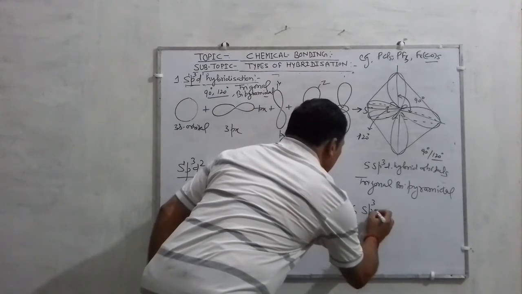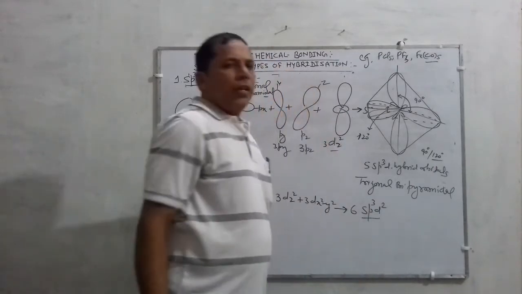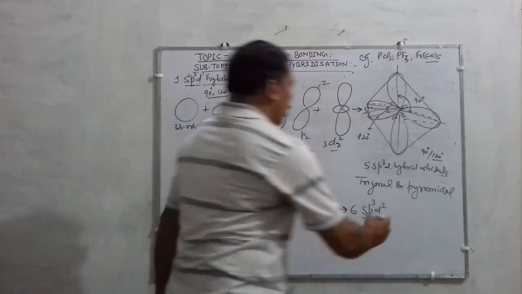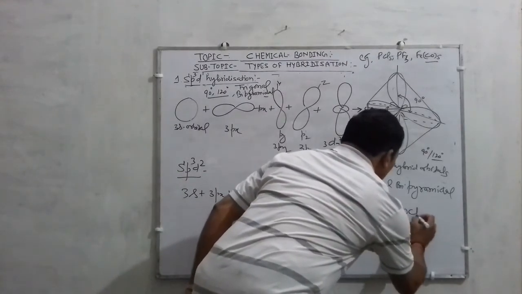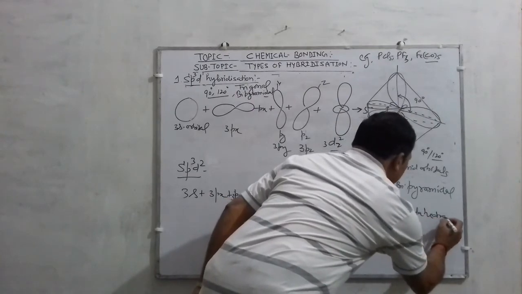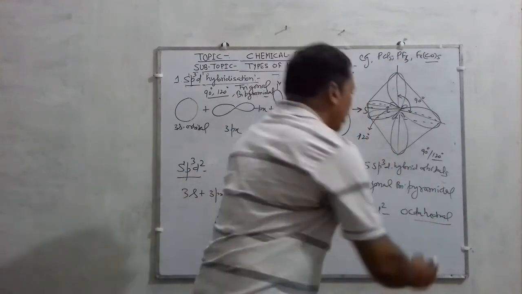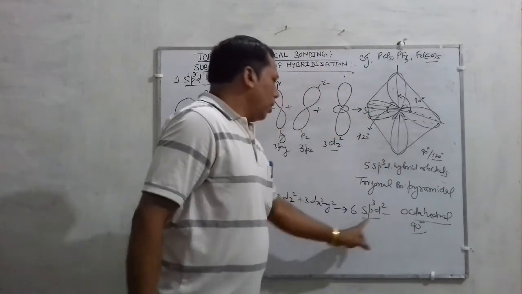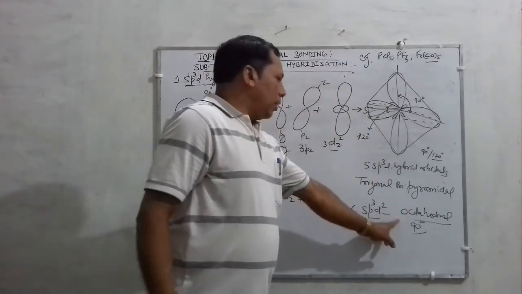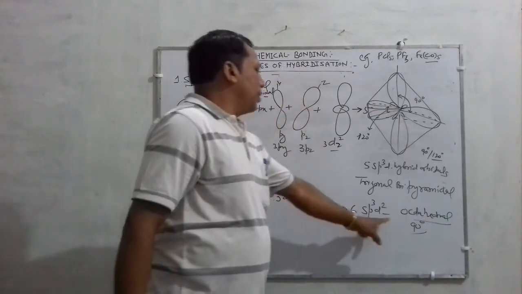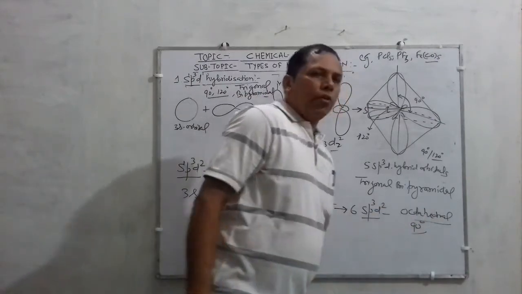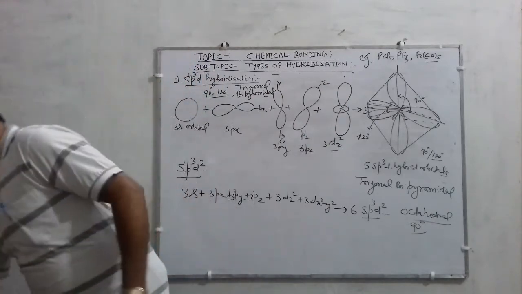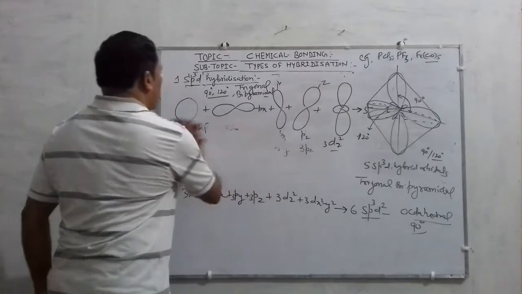This leads to the formation of sp3d2 hybridization. In the case of sp3d2 hybridization, the geometry of the molecule is octahedral, must remember, and the bond angle is 90 degree. Remember, children, the bond angle is 90 degree in the case of sp3d2, and the geometry of the molecule will be octahedral, which can be represented as follows.